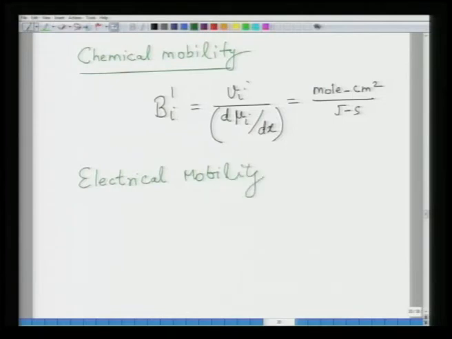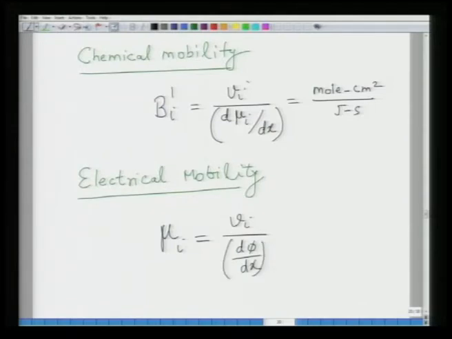Electrical mobility is defined as mu i, which is equal to Vi divided by d phi by dx, which is the force due to applied voltage, or the electrical force. The units of this are basically centimeter per second divided by volt per centimeter, or centimeter square per volt second. So, these will be the units of electrical mobility.